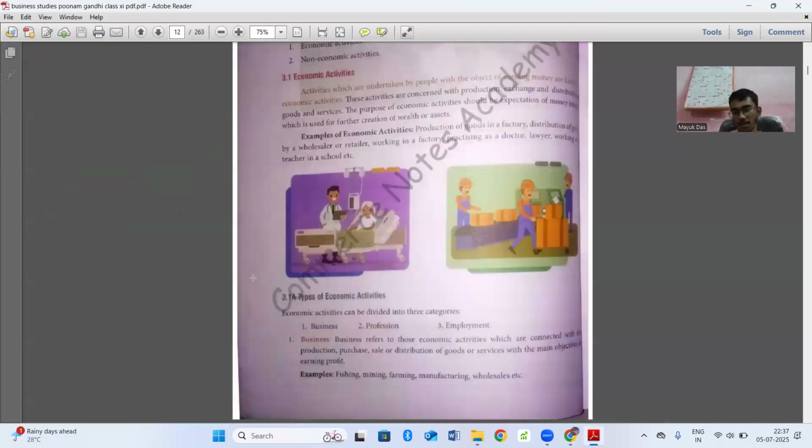Now, types of economic activities. So this is a very important part. Types of economic activities. First of all, business. Business refers to those economic activities which are connected with the production process.